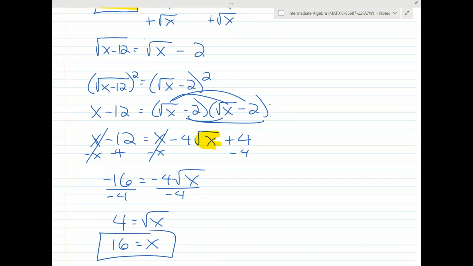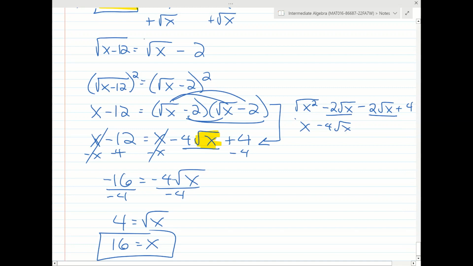Yeah, so I skipped a step over here. When you're multiplying this, it's the square root of x times the square root of x, or the square root of x squared, minus 2 root x, minus 2 root x, plus 4. And then these combine to give you negative 4 root x. The square root of x squared is just x. So that's where that came from.